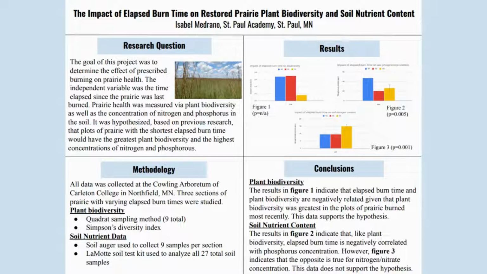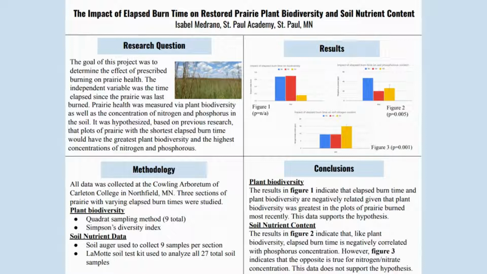I collected all my data at Cowling Arboretum of Carleton College in Northfield, Minnesota, and I looked at 3 different sections of prairie, each with varying elapsed burn times. I measured plant biodiversity using a quadrant sampling method and standardized all my data using Simpson's Diversity Index. For my soil nutrient data, I used a soil auger to collect soil samples, and these were analyzed using the Lamont Soil Test Kit back at the lab.